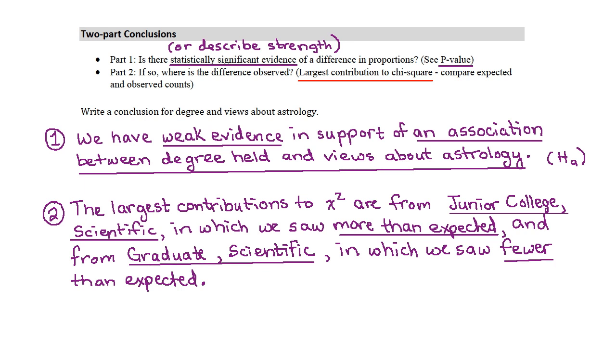So this is all telling the story that we would expect it to tell, which is that it looks like the higher the degree, the less people think of astrology as being scientific. And of course it's important to keep in mind that these degrees are not necessarily in the sciences, or else we might see a much stronger association. Looking at the whole table, we still only have weak evidence that there's any association at all.